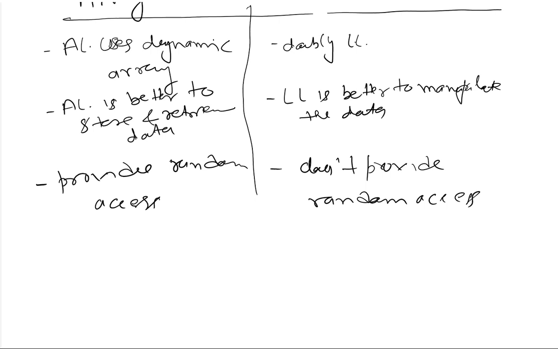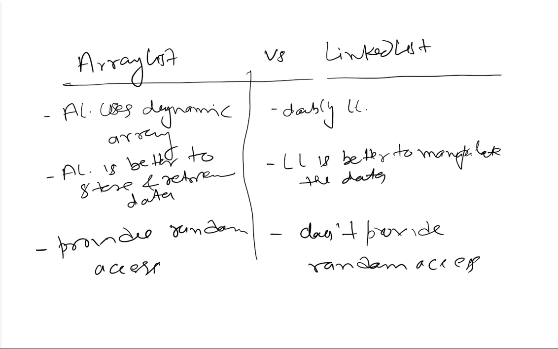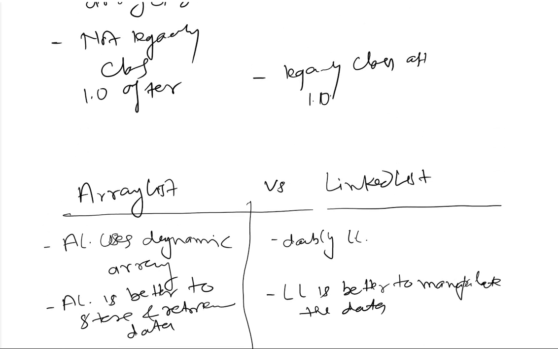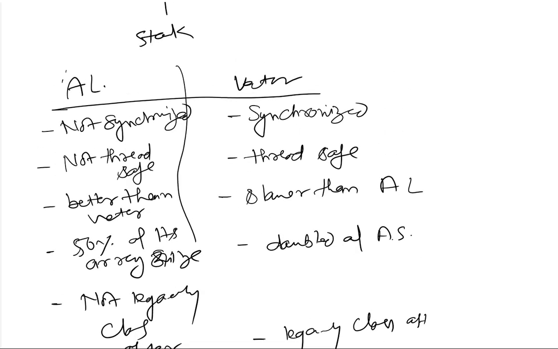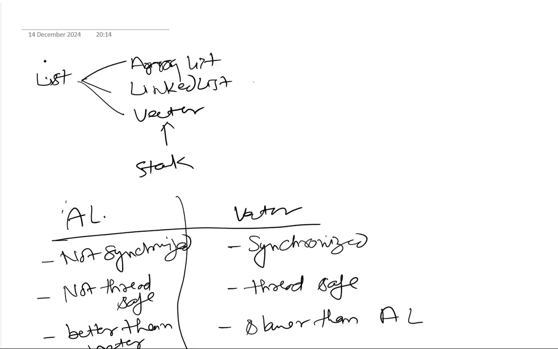So these are the few important differences I would say. ArrayList uses a dynamic array, LinkedList uses a doubly linked list. ArrayList is better to store and retrieve the data. LinkedList is better to manipulate the data, and ArrayList provides random access, whereas LinkedList does not provide random access. So these are the main differences between ArrayList and LinkedList, and ArrayList and Vector, and about the List interface. Yeah, so that's all in this video.